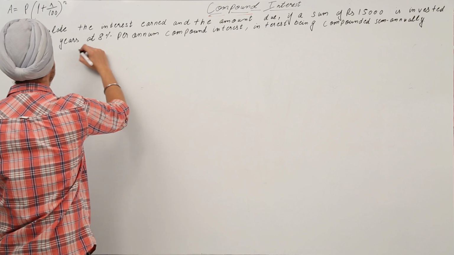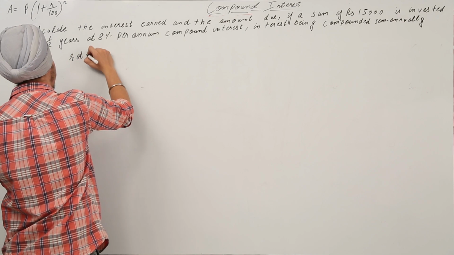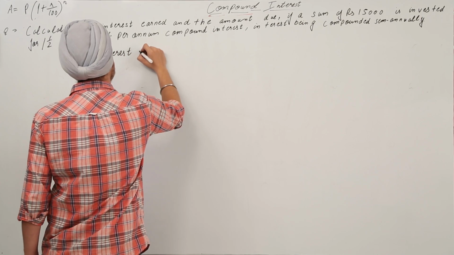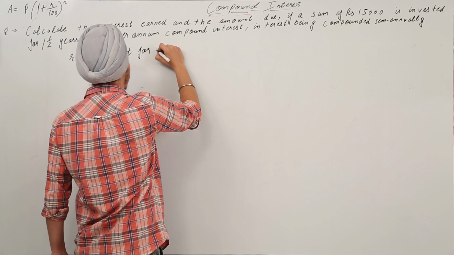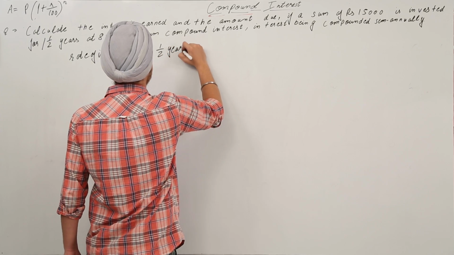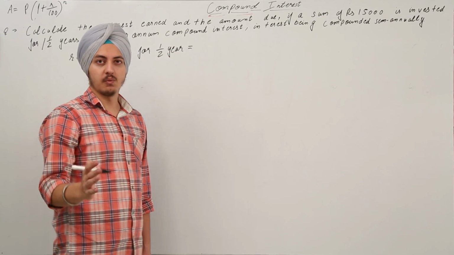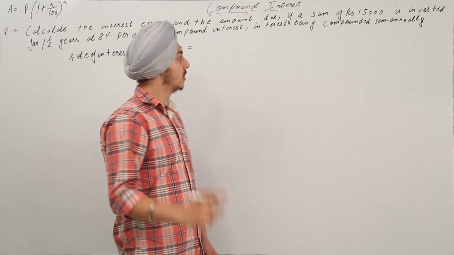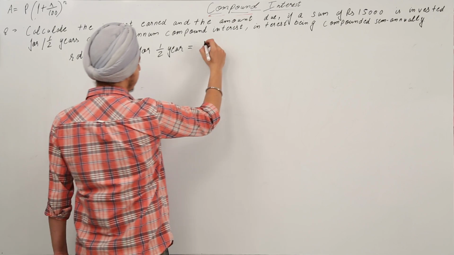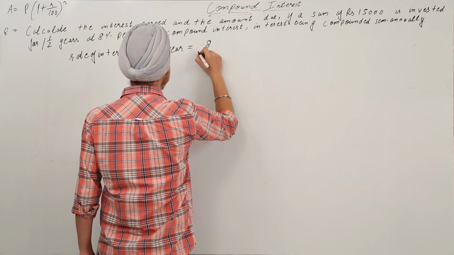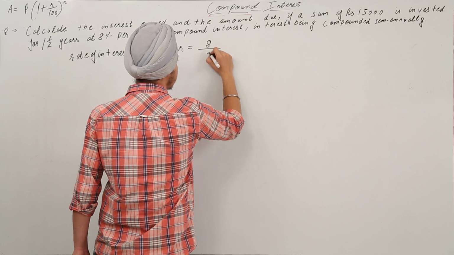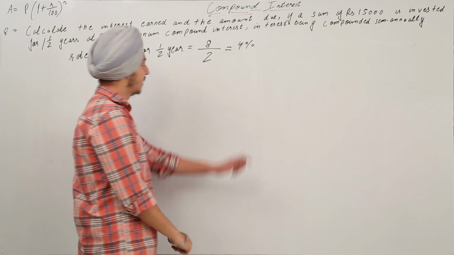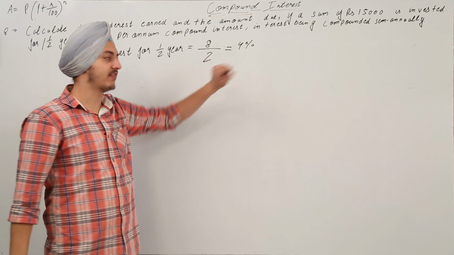The rate of interest for half year is equal to, how many conversion periods are there if the interest is compounded half yearly? 2. So it gives rate of interest per annum, that is 8, upon the number of conversion periods, that is 2, which comes out to be 4%. So this is the rate of interest per half year.